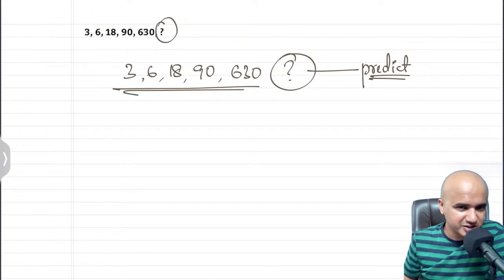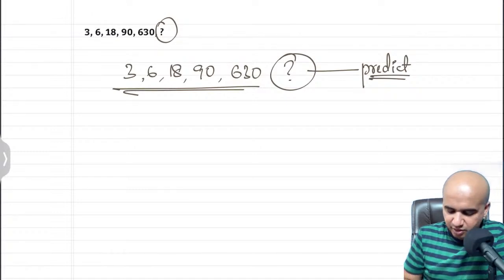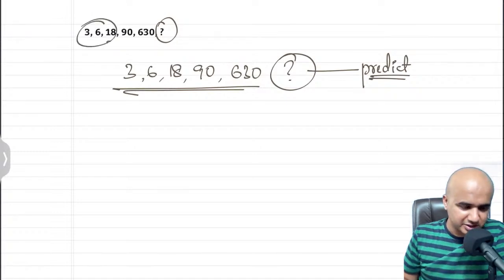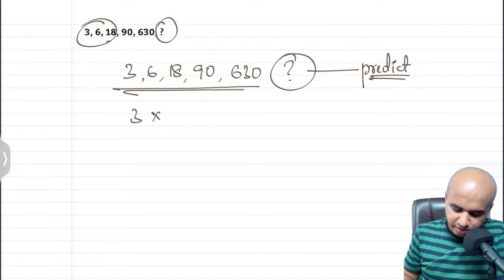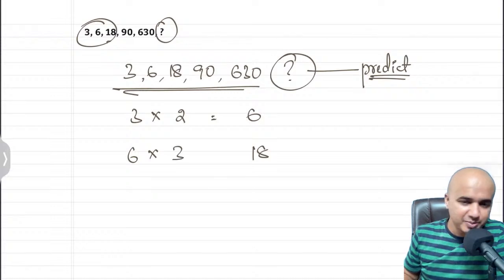Now if you look at this particular problem, what do we have? We have 3, then immediately after 3 we have 6, then we have 18. Let us try to ascertain the relationship between these three numbers first. If you look at 3 and 6, we know that 3 times 2 would be 6. So 3 multiplied by 2 gets us 6. What about 18? 6 multiplied by 3 will give us 18.